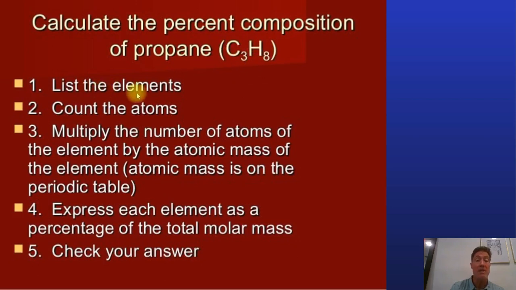So we list the elements, we count the atoms, and we multiply the atoms of each element, in this case 3 carbon, by the atomic mass of the element. We would do the same thing with the hydrogen. There's 8. And then we express each element as a percentage of the total molar mass.